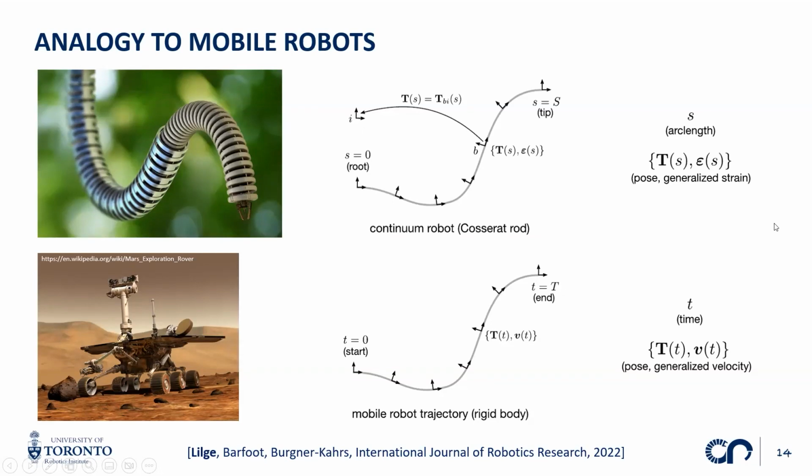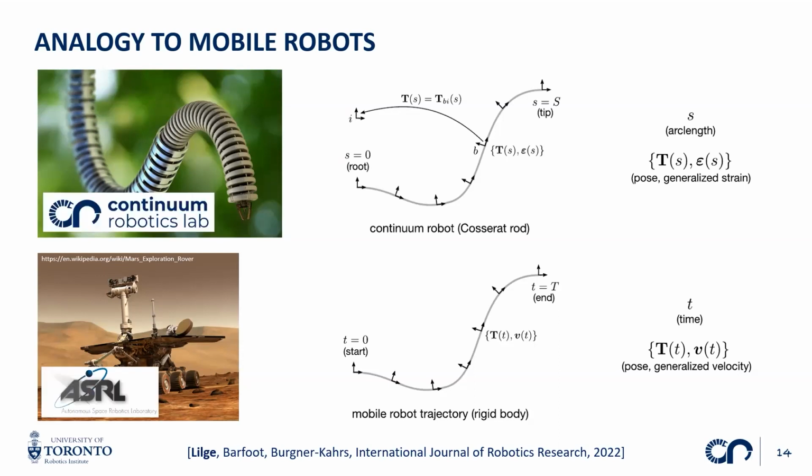And now, looking at these 2 equations, the way we describe the shape of a continuum robot in differential form is almost equivalent to how we describe the motion of a mobile robot in differential form with respect to its trajectory. We exchange our continuous parameter arc length for the continuous parameter time, and then my strain becomes my velocity, but the equations are very similar. And this is actually where this work originated from.